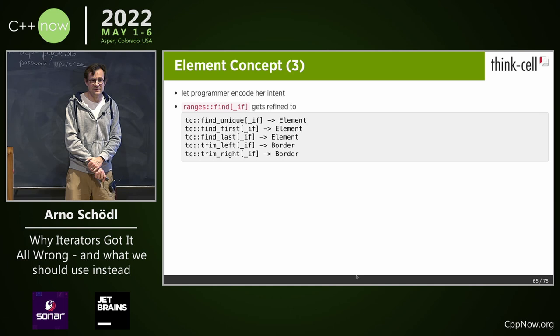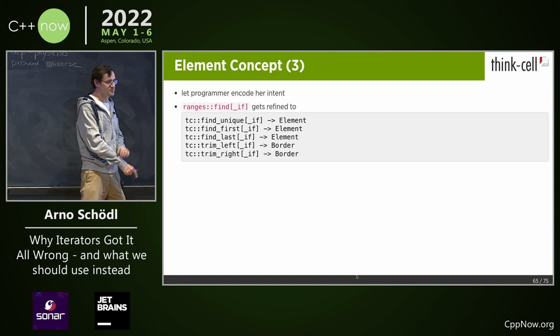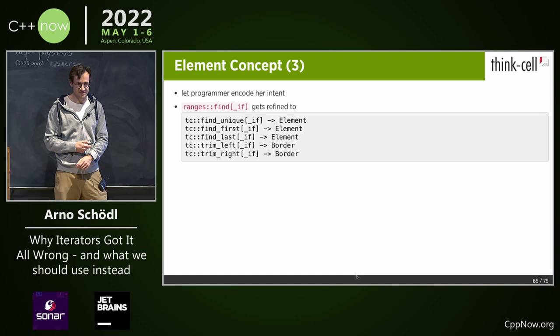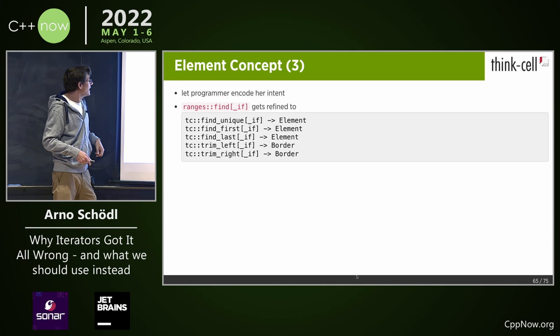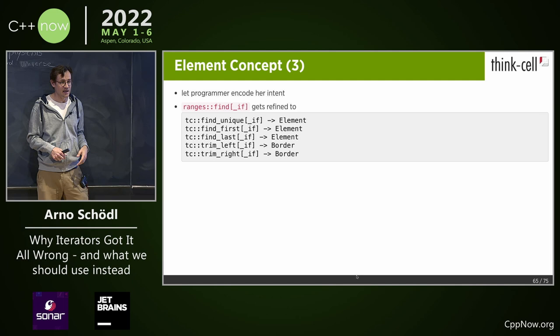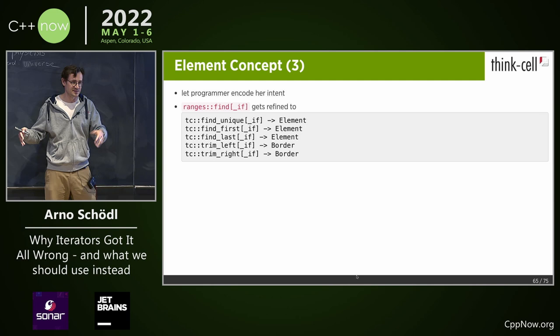And we did this in our library, which is why counting these things was so easy for me, because I just had to go through these instances of these calls. So there's a find unique that basically says you only want to find one, and you can assert that there's no other one. There's a find first, find last. And then there are the ones that are returning borders, trim left and right, which really are giving you a prefix or the range minus the prefix that doesn't fulfill the predicate, or minus the suffix that doesn't fulfill some predicate.